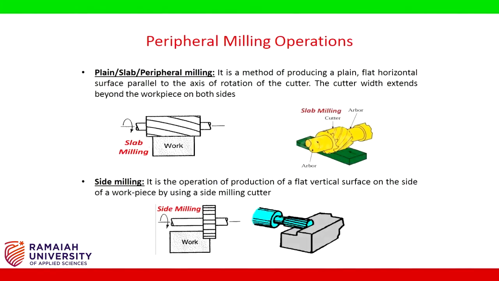Peripheral milling operations. Plane or slab or peripheral milling. It is a method of producing a plane, flat horizontal surface parallel to the axis of rotation of the cutter. The cutter width extends beyond the workpiece on both sides. Side milling. It is the operation of production of a flat vertical surface on the side of a workpiece by using a side milling cutter.